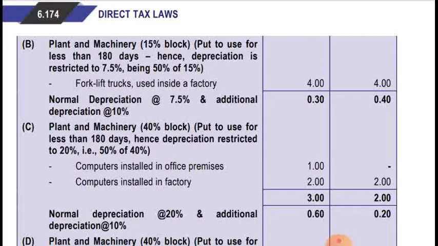So 20% will be allowed on 3 lakhs. The rate of depreciation is 40%, but as it is used for less than 180 days, normal depreciation will be 20%, and additional depreciation will also be 50%, that is 10%. So depreciation comes to 0.6 and 0.2.